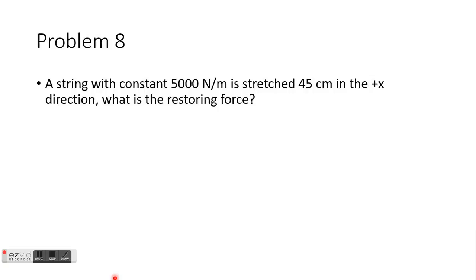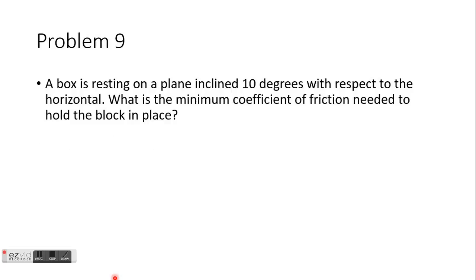Okay, next problem. A spring with constant 500 newtons per meter is stretched 45 centimeters in the negative x direction. What is the restoring force? So this is just using that formula that we learned earlier. F equals negative k x. Plug in the spring constant and plug in the displacement. So it's negative times 500 newtons per meter times 0.45 meters. The force is equal to negative 225 newtons.